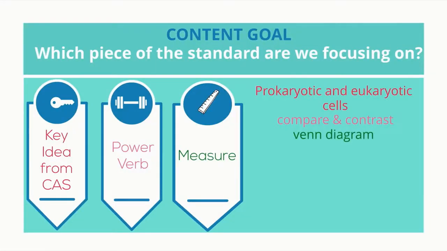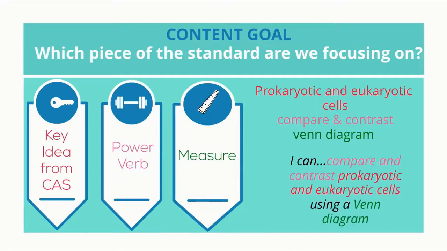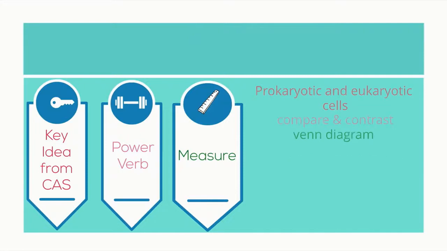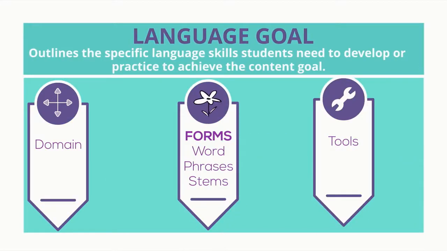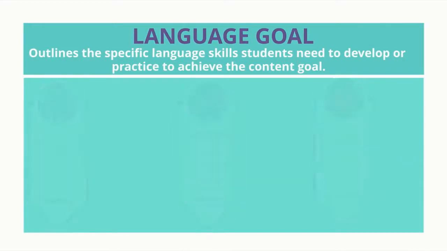Let's try another. Prokaryotic and eukaryotic cells are the key ideas from the standards. The power verb is to compare and contrast. The task is making a Venn diagram. Here is what the learning goal might look like. So those are the 3 parts of a meaningful content goal that defines success for students. Let's watch a social studies teacher using content and language goals in action.